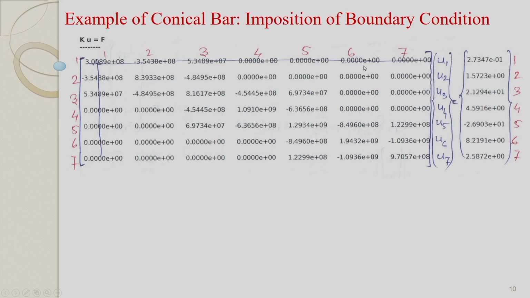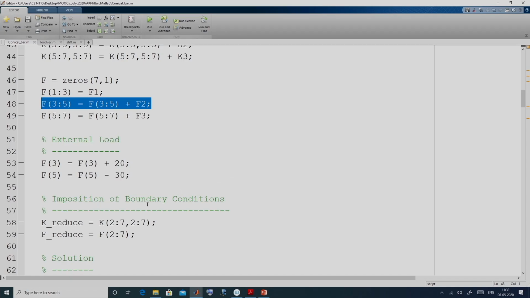Now, we have the prescribed boundary condition u1 equal to 0. So, the first row and first column are deleted. Because it is a 0 boundary condition, the load vector remains the same. So, our reduced stiffness matrix is from second row to 7th row, second column to 7th column. Similarly, the reduced load vector will be second row to 7th row. In the MATLAB program, these are the reduced K and reduced F.